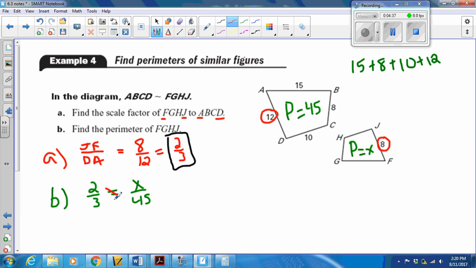Now what we do is cross multiply. So we do 3 times x to give us 3x. And then we do 2 times 45 to give us 90. So now to figure out the value of x, which means that's going to be our perimeter, we divide both sides by 3, and we should get the answer as 30. So basically the perimeter of FGHJ is going to be 30. And that is your answer.